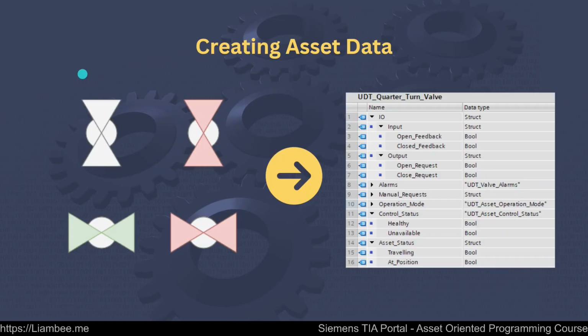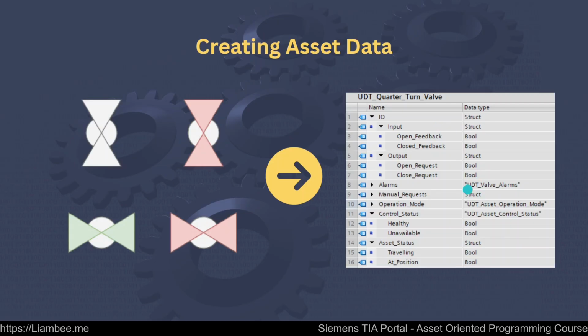But here we have a representation of a quarter turn valve in various different states, and we have a corresponding UDT. One of the things to realize is that every asset in our asset-oriented programming design should have a corresponding UDT. We'll see that as we go through the course and look at how things are nested and inherited, that you will have UDTs within UDTs.